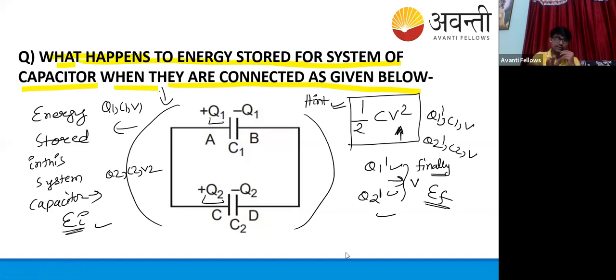I've told you the hint that this is the way. First, find out the initial system energy. The factors are Q1, C1, V1. The hint is half CV square. Finally, find out the final energy. The formula will be the same. Okay, let's see. I'm launching a poll, and whatever the options, you have to answer that.